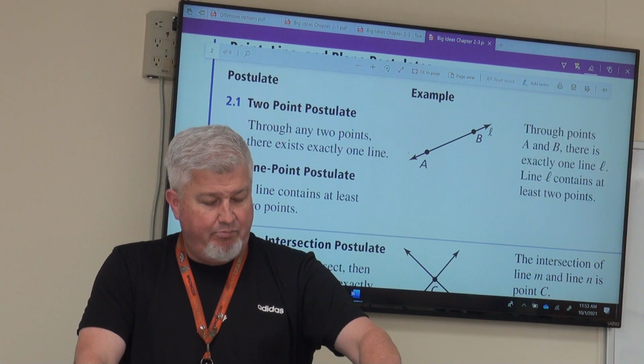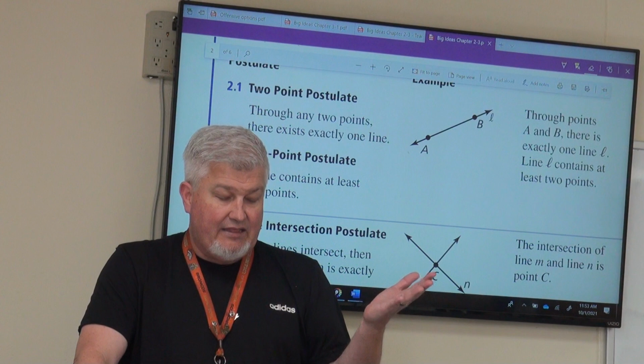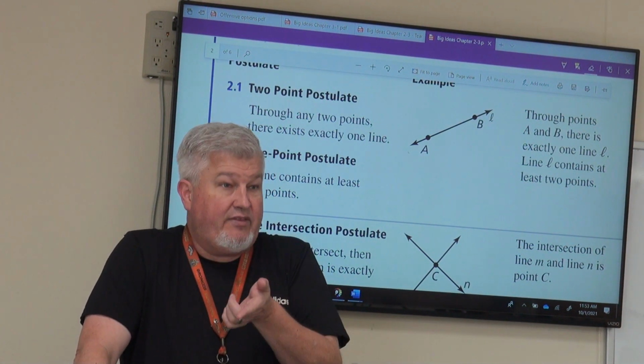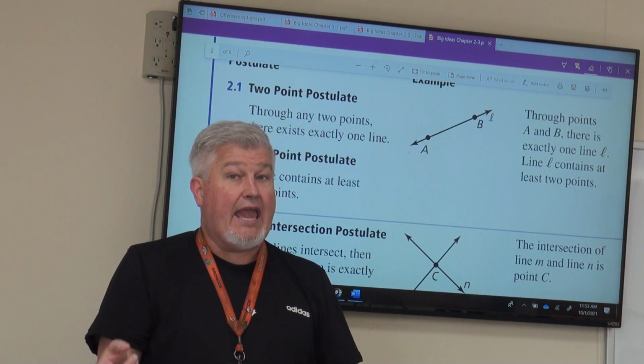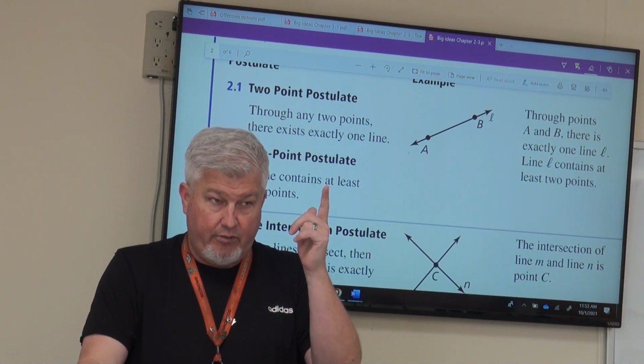2.2 is the line-point postulate, which is almost kind of the inverse. A line contains at least 2 points. Right? You can't have a line that only contains 1 point, then it's just a point. So a line contains at least 2 points. And between any 2 points, there is a line. So you have the line-point postulate and the 2-point postulate. Okay?